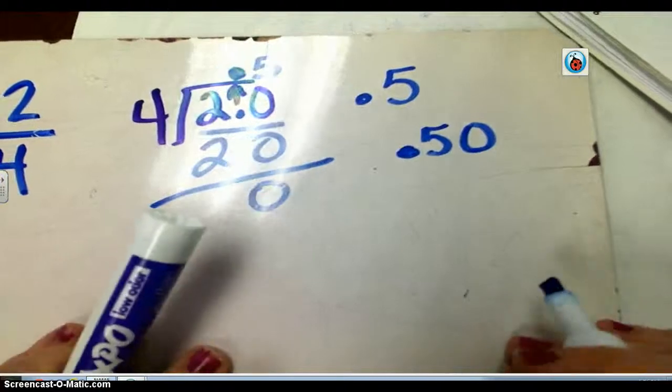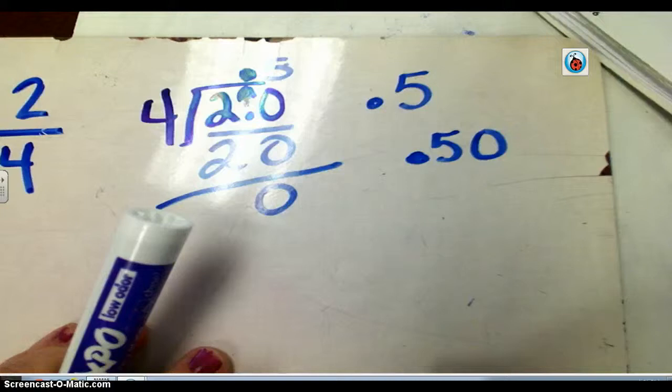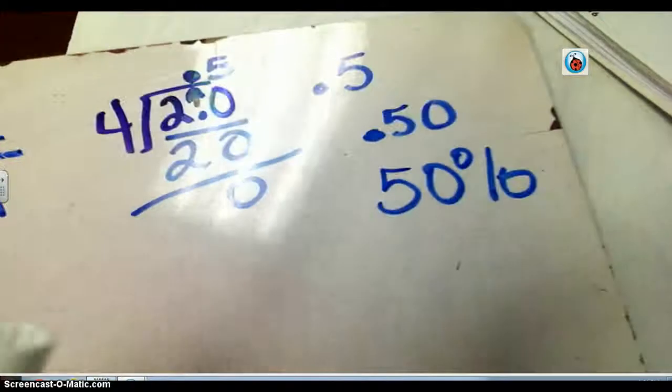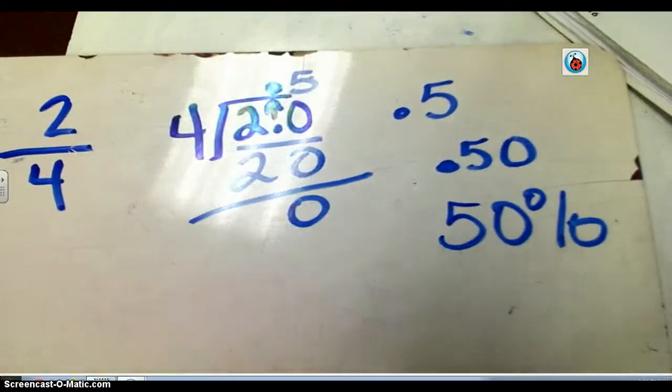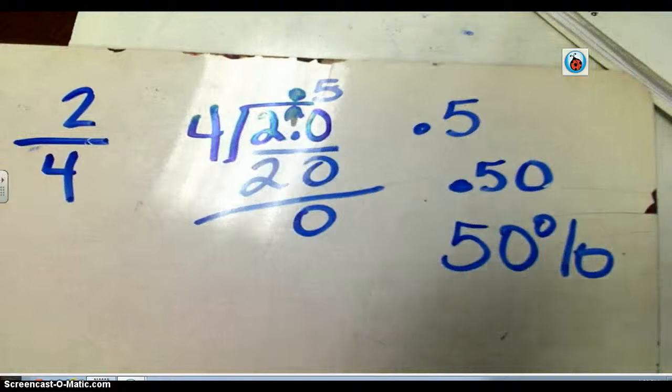So, when I look at 0.5 and 0.50, who thinks they can tell me what percent that is? Ella, what do you think? 50%. Explain to me how you knew that. Because a percent is out of 100, and it's in the 10th place, so you have to have that zero to make it on the 100th place, and then that is 50%.